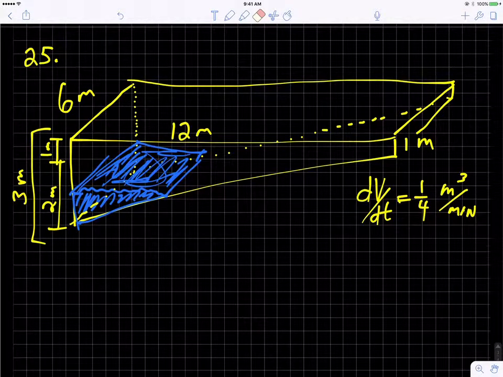Number 25 is about a swimming pool with some water pouring into it, and we already have some in the deep end. The deep end is about a meter deep of water, the depth of the water. Part A is asking us to find the percent of the pool that's filled.